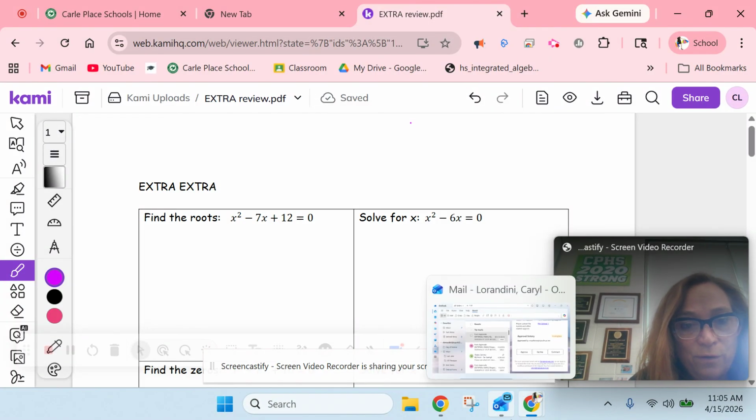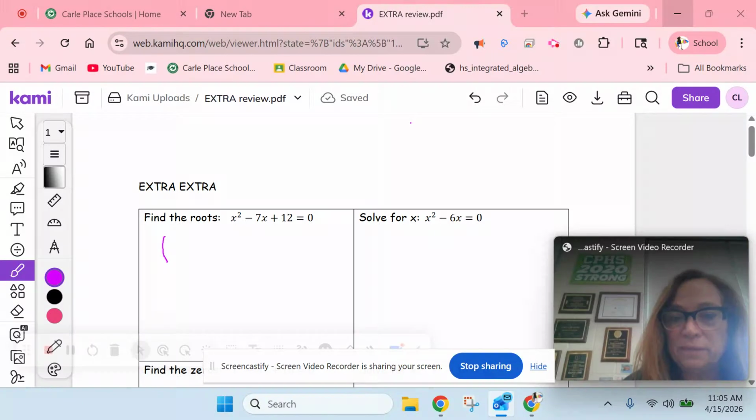So standard form, that's good. Whoops, don't want my mail up.